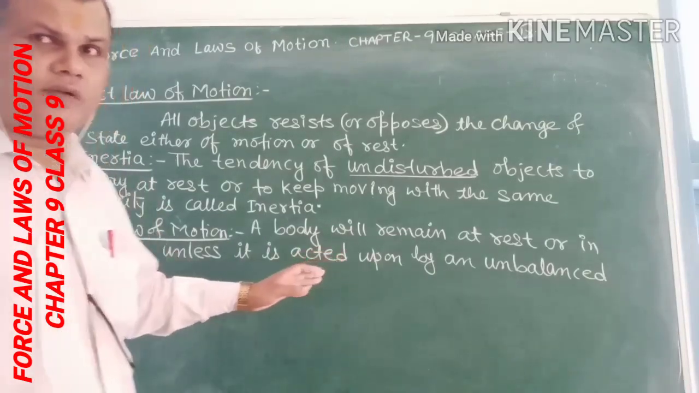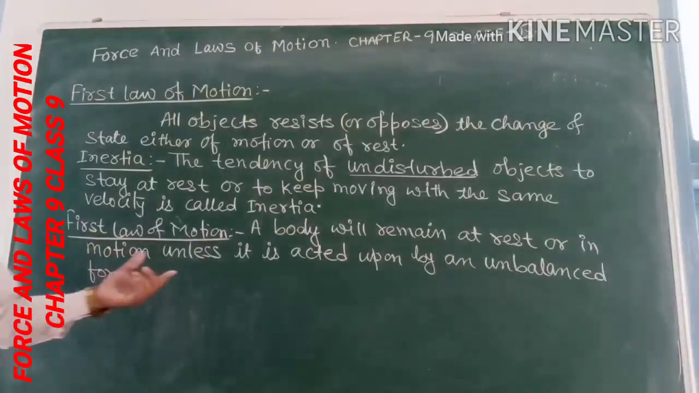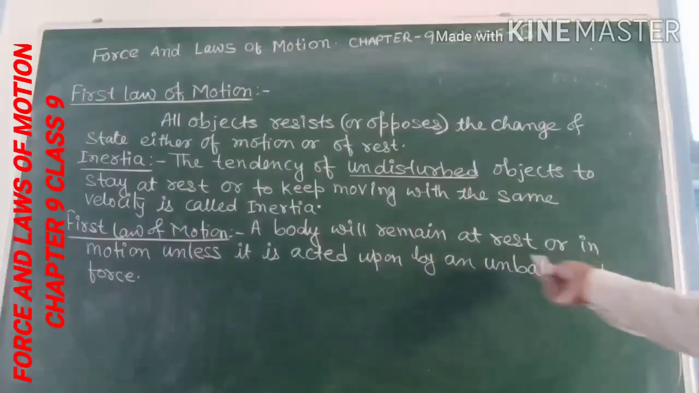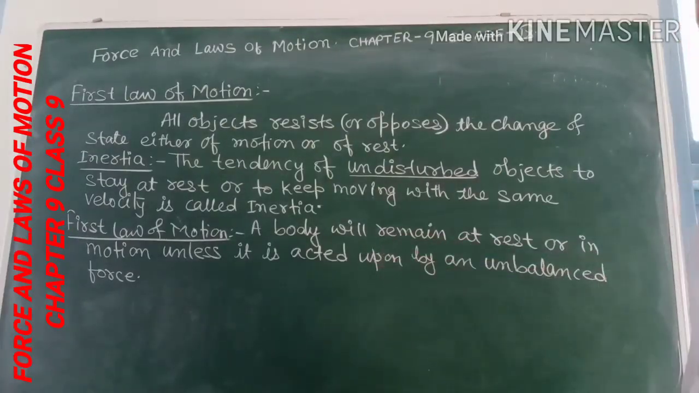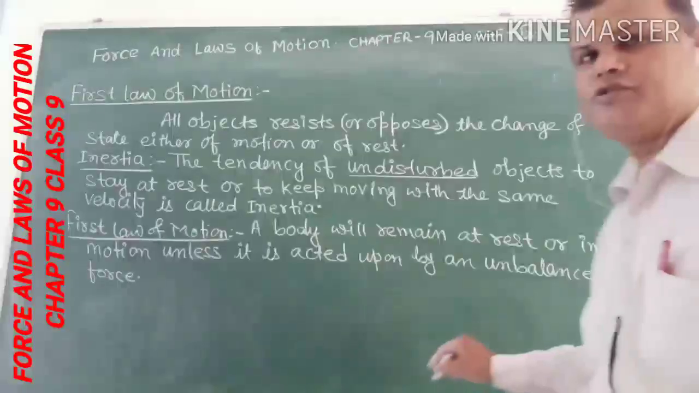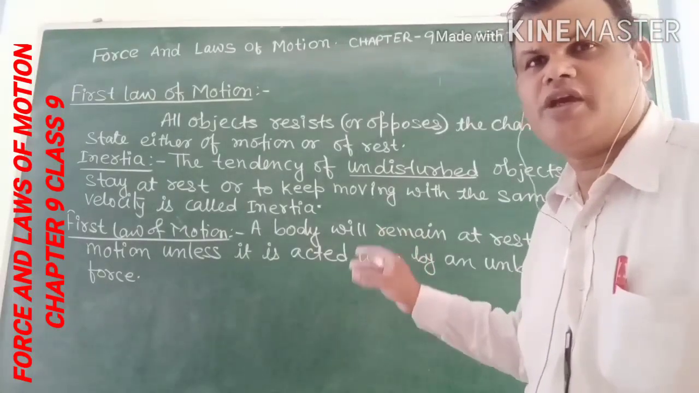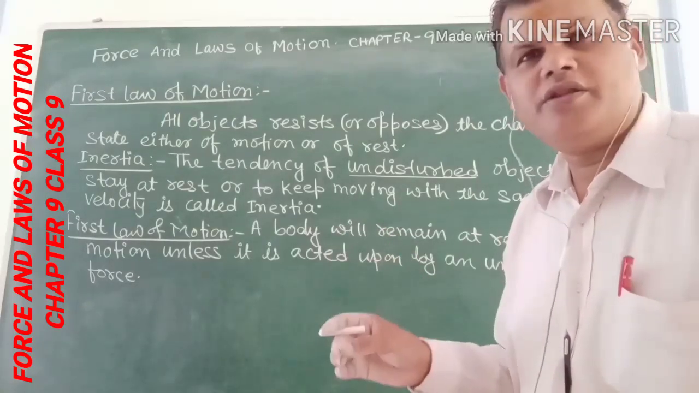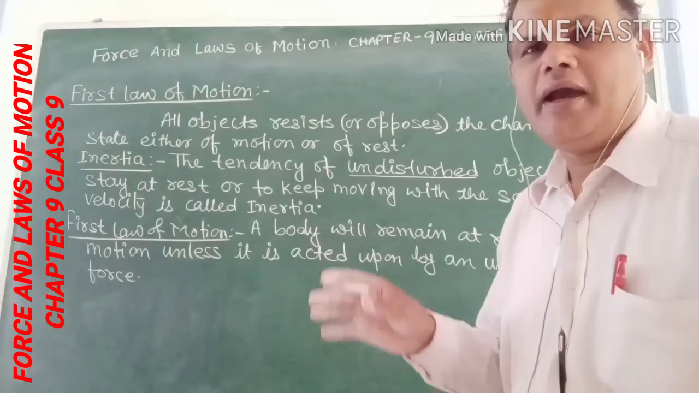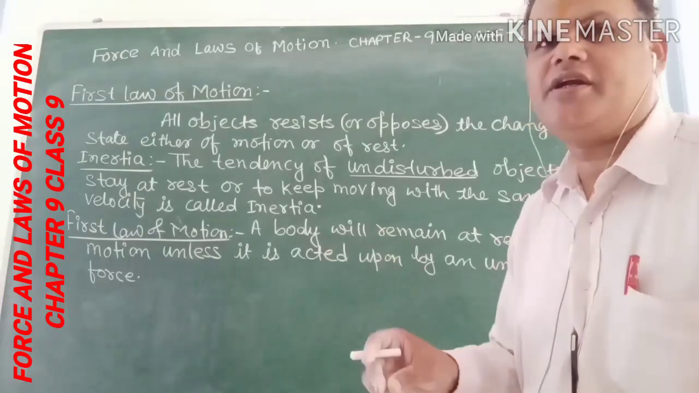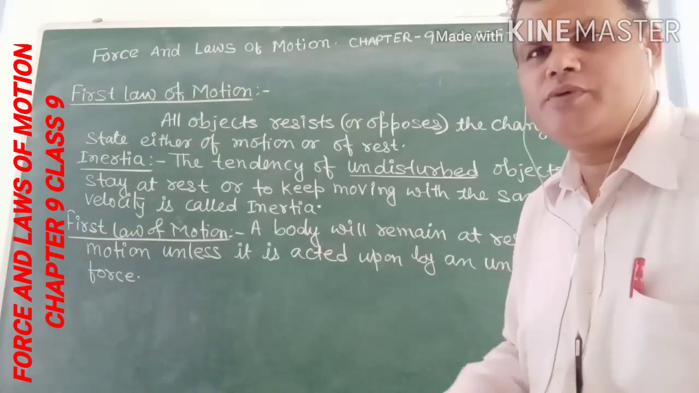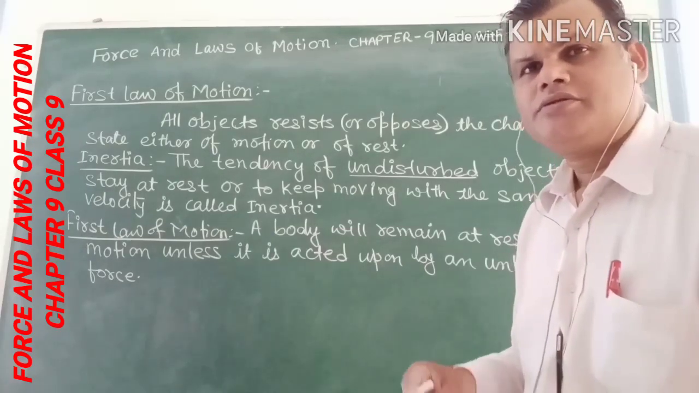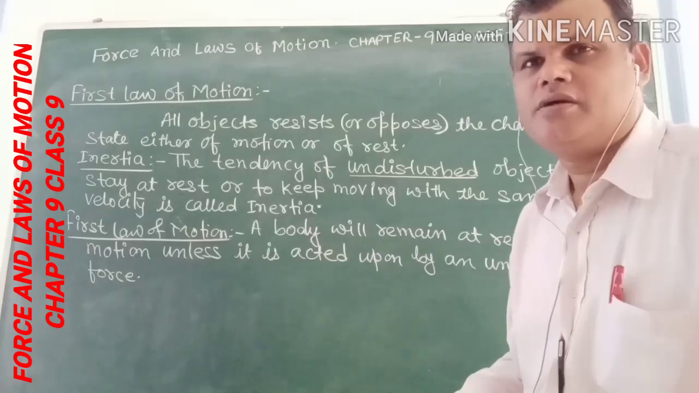The same thing is given by the first law also. A body will remain at rest or in motion unless it is acted upon by an unbalanced force. That means this first law is also saying the same thing, that the object will remain at rest or in motion unless and until an unbalanced force acts upon it. If an unbalanced force is acting on it, then only it will change its position of rest or of motion.